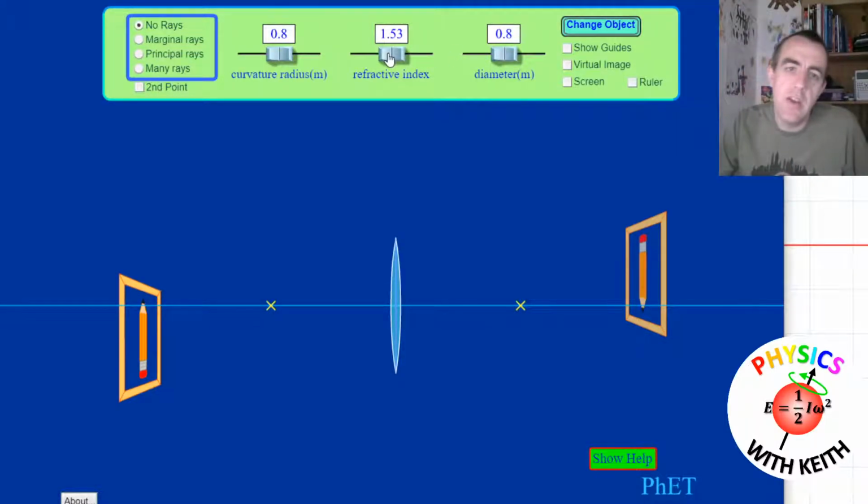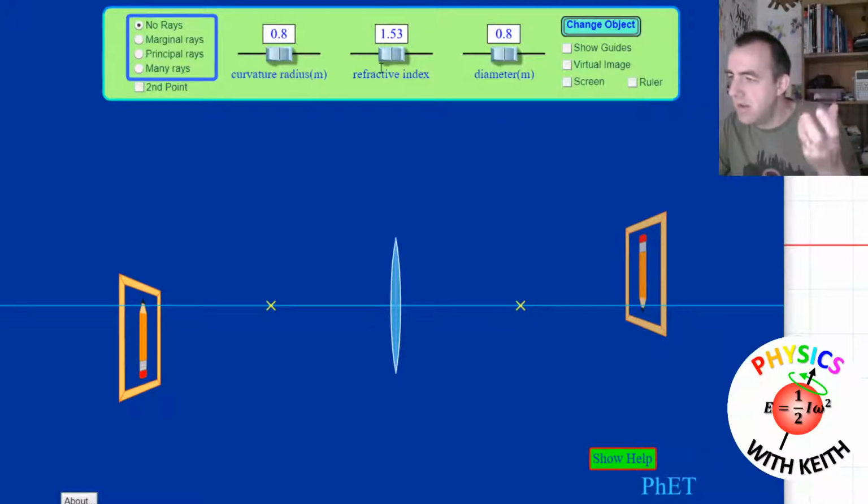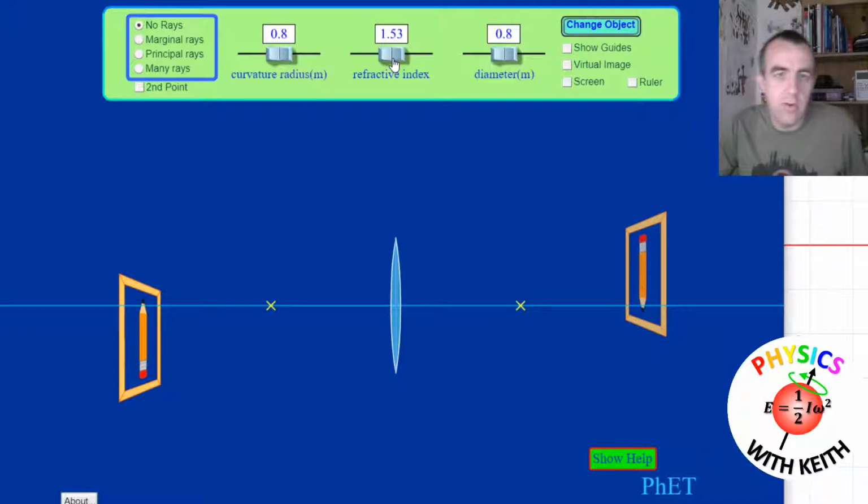We can change what the lens is made out of to make it a denser, a heavier glass, or less dense, and see the effect that has on our image. What I'm interested in is how to figure out where the image forms at all. And you'll see there's these two X's marked on this straight line going through the middle.